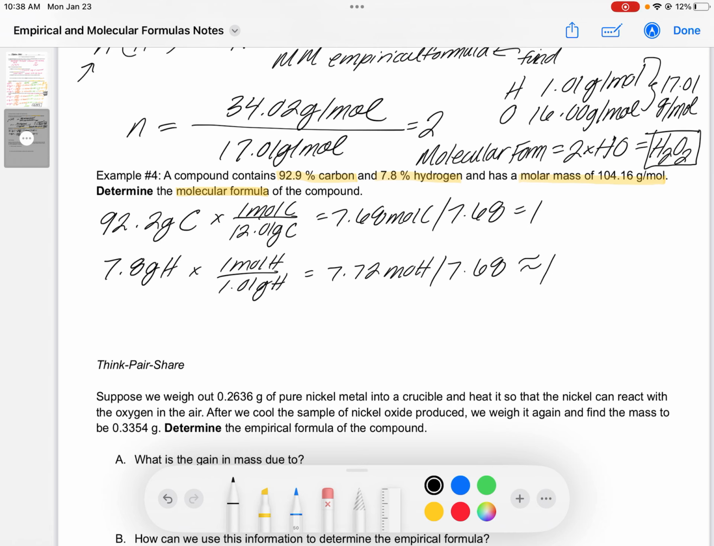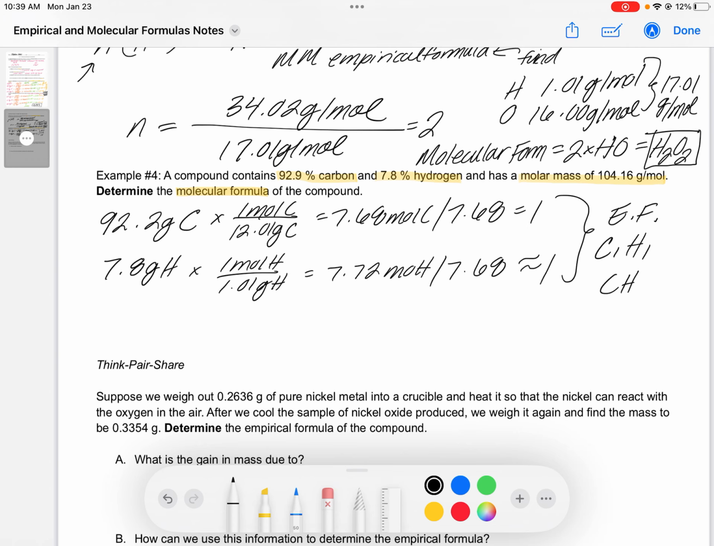These are both whole numbers, so we're not going to do step 4. We are going to say from this information that my empirical formula is C1H1. We also would write that as CH. That is my empirical formula. So we know whatever my molecular formula is, the ratio of atoms to each other is 1 to 1.